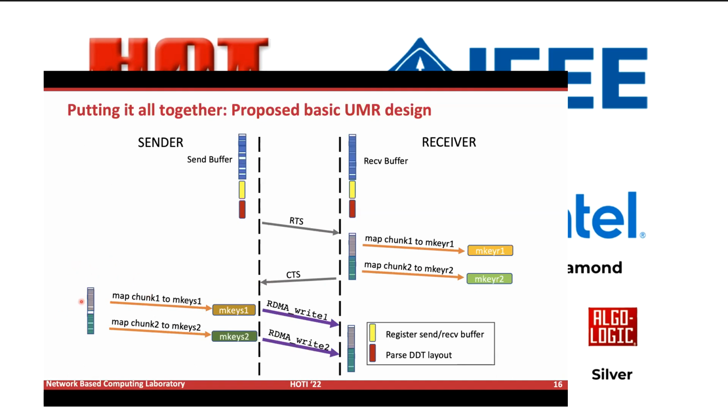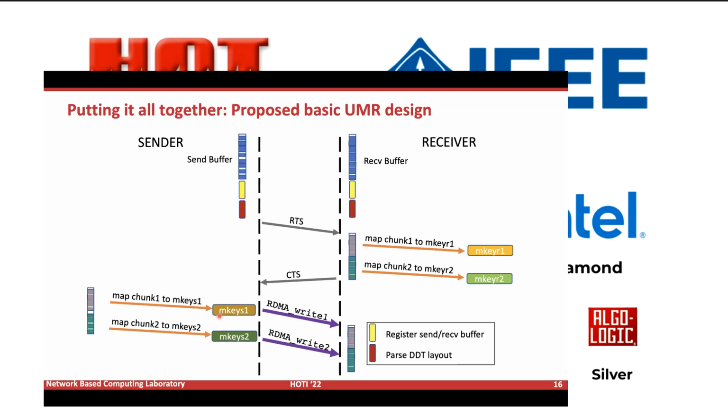And the sender performs a similar sliding window-based approach to map its M keys to the chunks, to the IOVs. And once that is done, all the sender needs to do is post, in this case, 2 RDMA operations, one for this M key and the other for this M key.